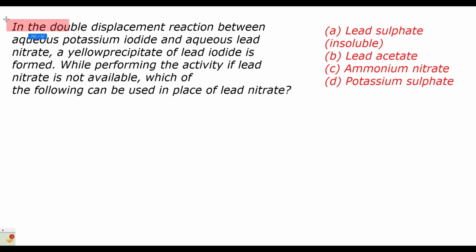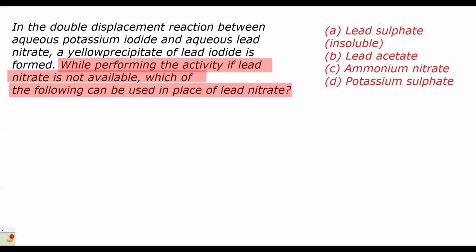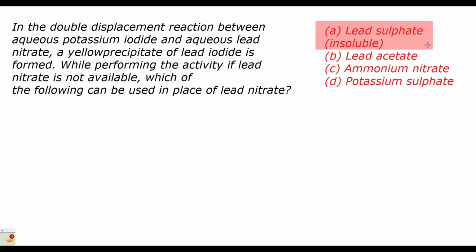In this MCQ, it says that in a double displacement reaction between aqueous potassium iodide and aqueous lead nitrate, a yellow precipitate of lead iodide is formed. That's very true. That's what the reaction is about. Now it says that while performing the activity, if lead nitrate is not available, which of the following can be used in its place? Well, let's understand why we should discard the first option over here.